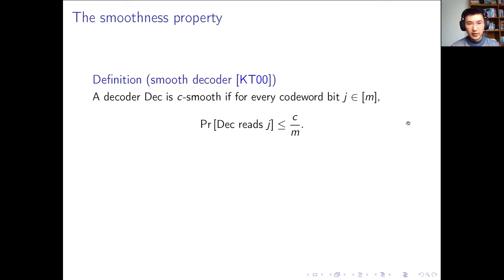Here's the formal definition from their paper. A decoder DAC is C-smooth if for every code word bit j, the probability that DAC reads j is at most C over m. So here, this probability just means DAC makes some query which contains the index j. So that's what DAC reads j means.